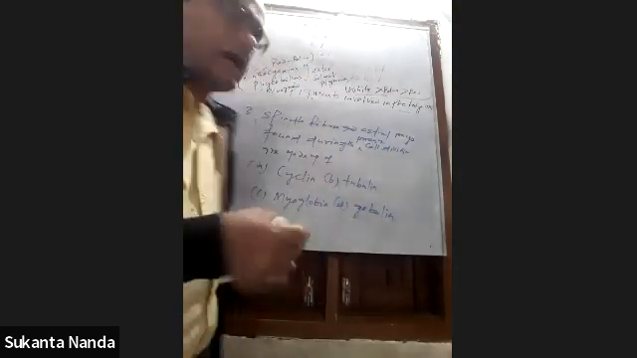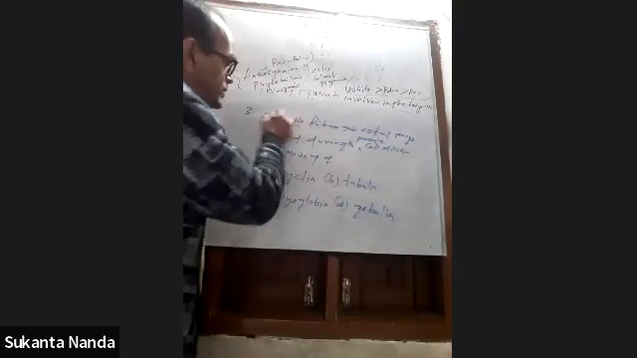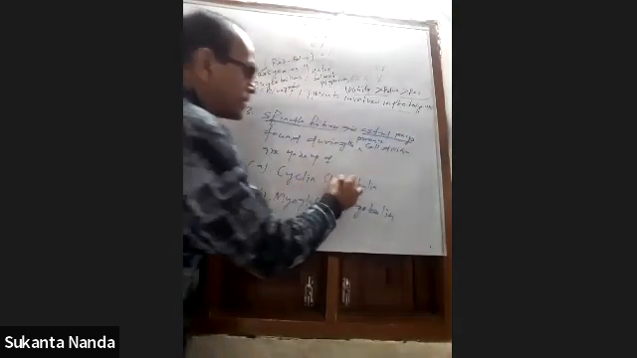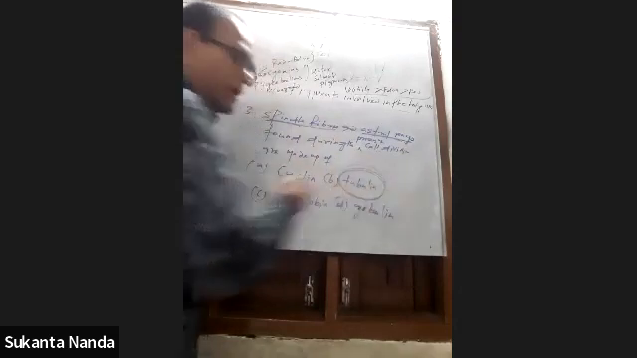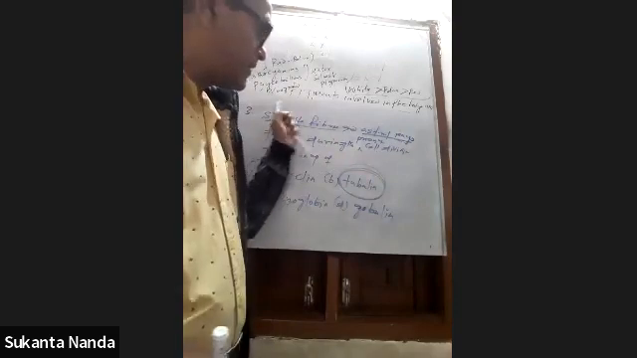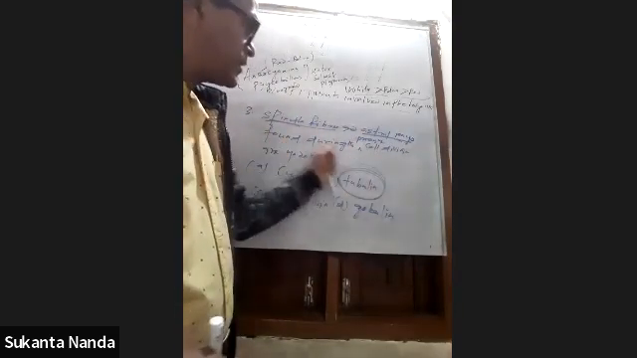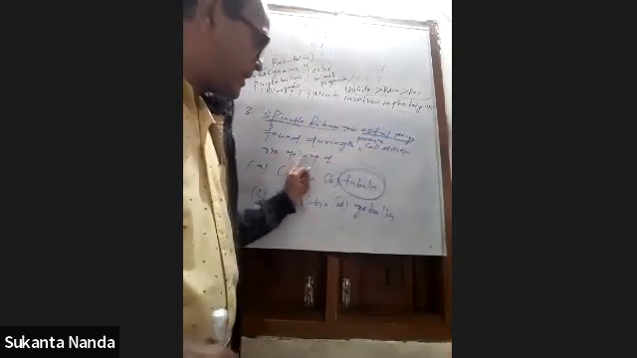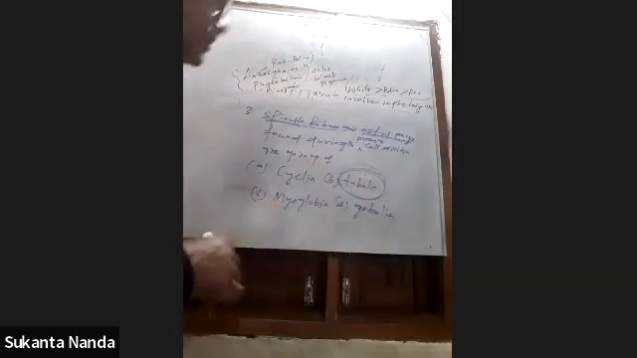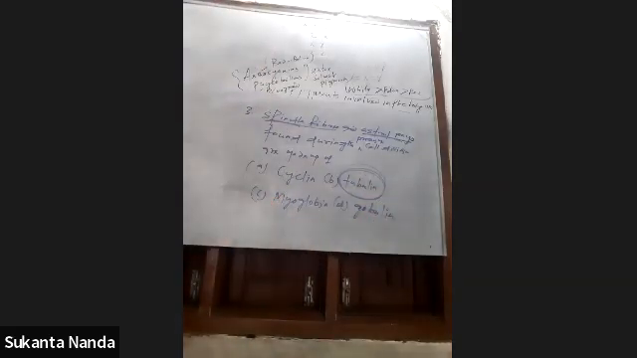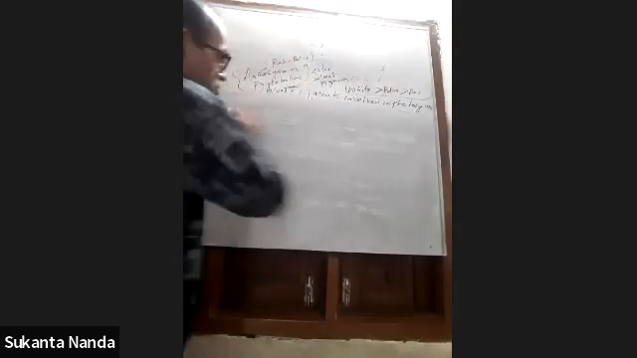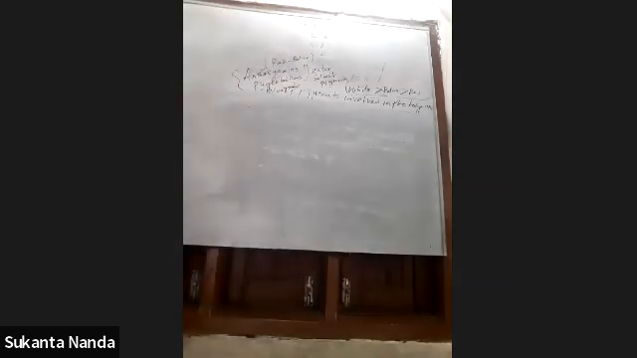Students, I had told you on that day that spindle fibers and astral rays are made up of tubulin protein. So spindle fibers and astral rays found during the process of cell division are made up of tubulin protein. You must remember that one, tubulin protein. Then come to the next question, question number 4, students.